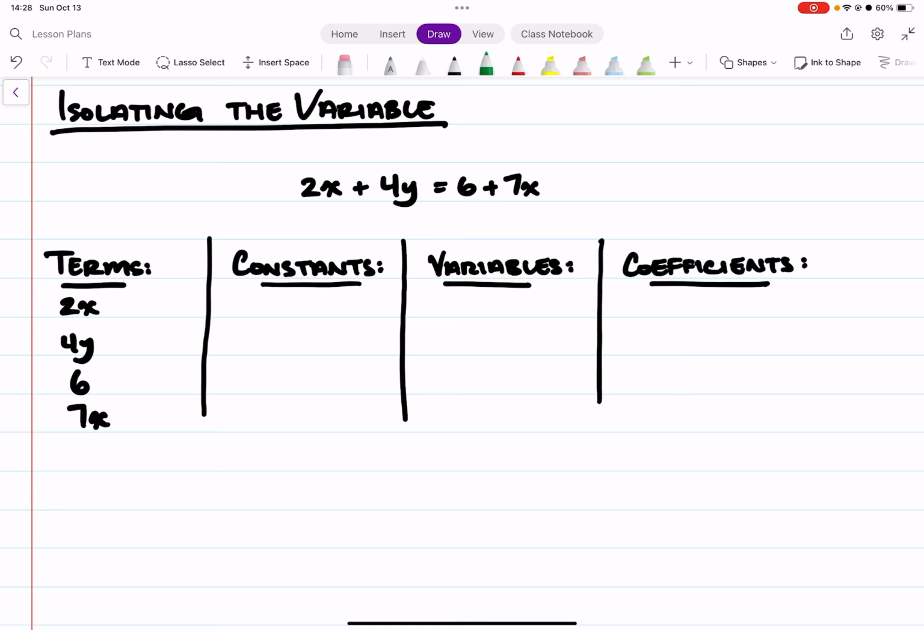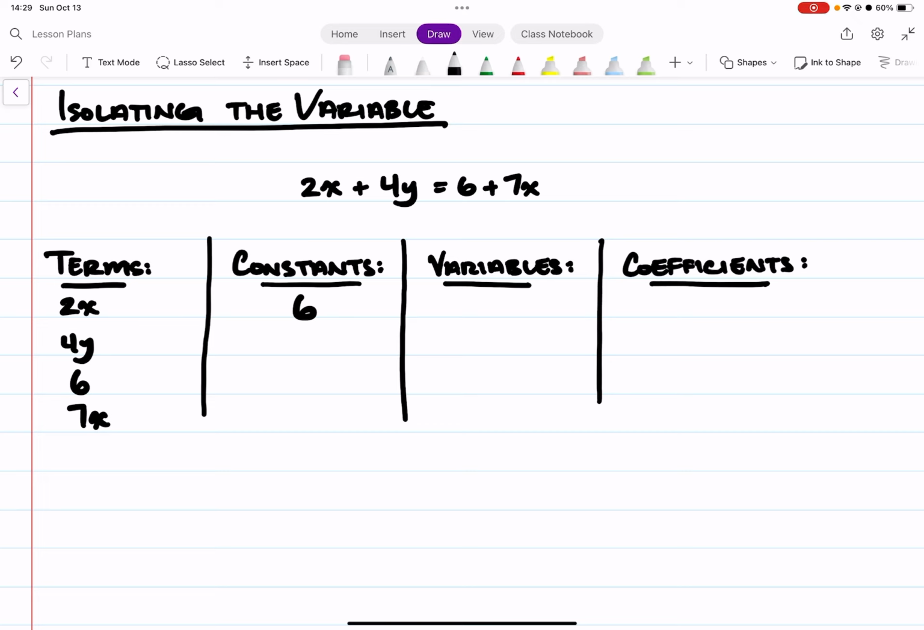A constant is anything that doesn't change. So there's no way of this number being different other than the number that it already is. So in other words, 2x, well, if you plug in something else for the x, then it's not going to be 2. So we can't say that the 2x is a constant. But the 6 over here looks like it's a constant because no matter how we change this equation, the 6 will still be a 6. So for a constant, I'm going to write down 6. So it is a term, but it's also a constant.